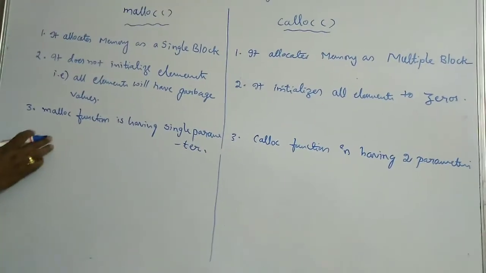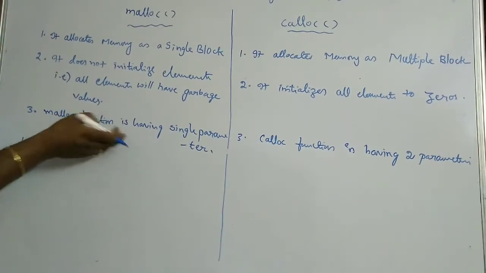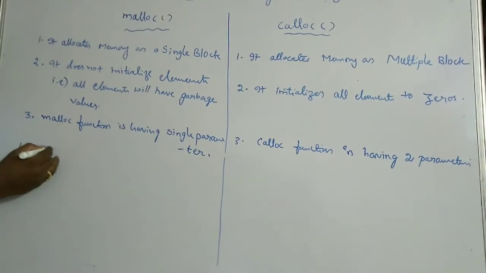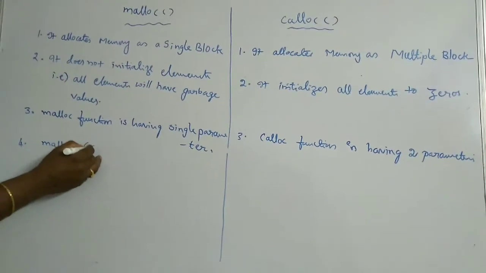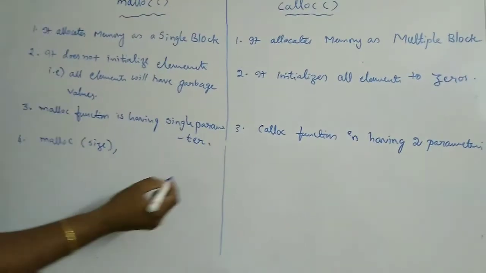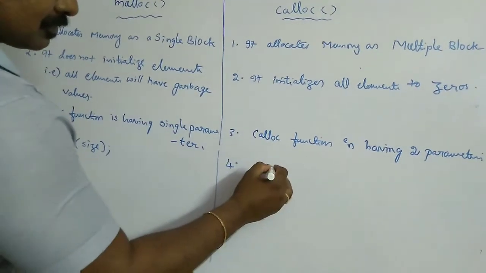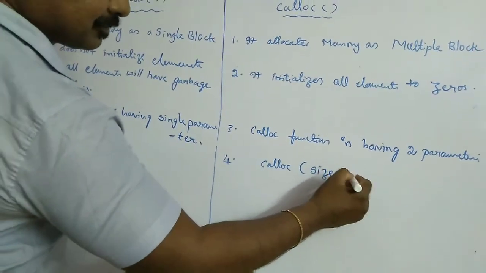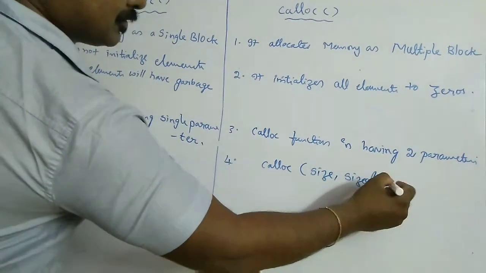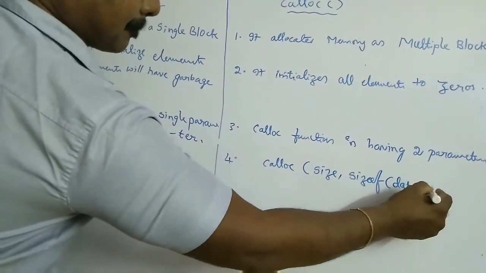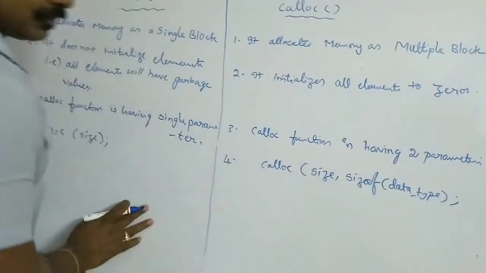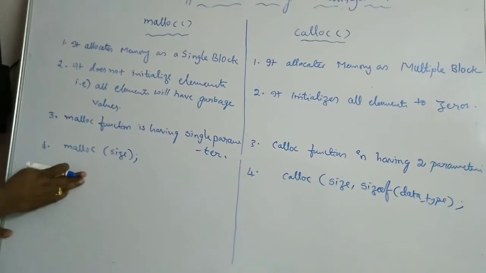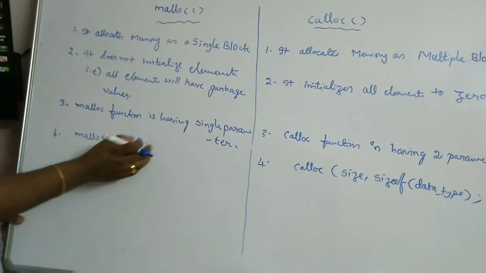Okay, so this fourth difference is related to the third point, that is the difference in their syntax. So malloc is like malloc(size), but calloc is like calloc(size, sizeof(data type)). Okay friends, before this malloc and calloc you can apply the casting. Just I have omitted those statements because I want to show the difference between the number of arguments or the parameters.